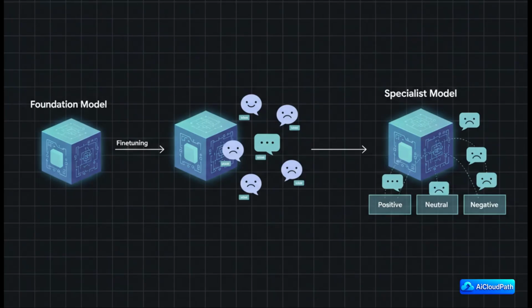And here's a perfect real-world example. Let's say you have a general language model. You want it to understand customer feedback. So what do you do? You fine-tune it on a data set of reviews that are already labeled positive, neutral, or negative. After this focused training, boom, the model becomes an expert at classifying the sentiment of new reviews it's never seen. It has become a specialist.